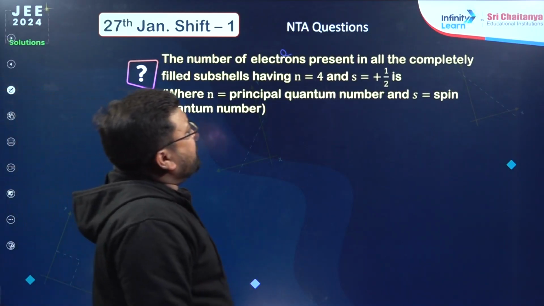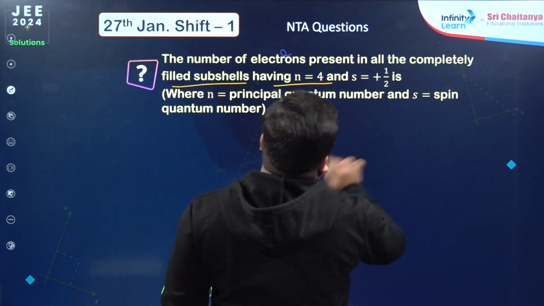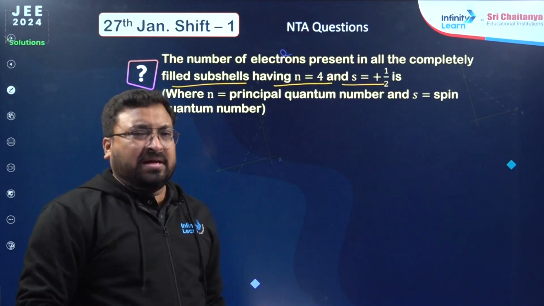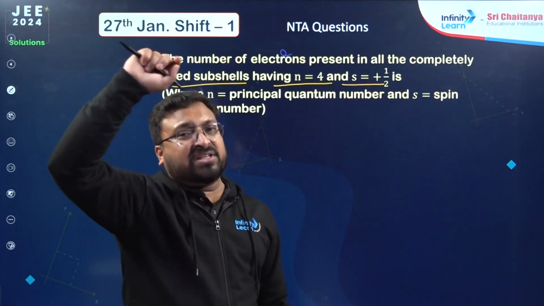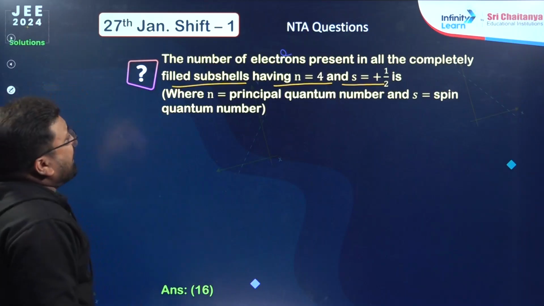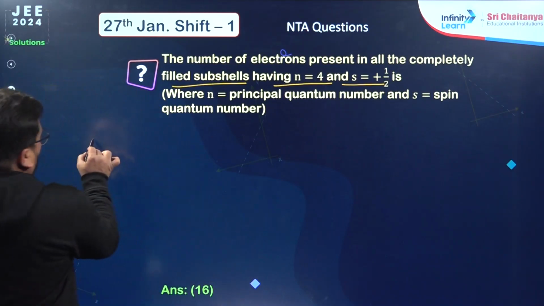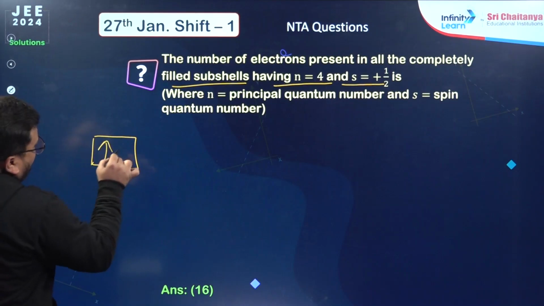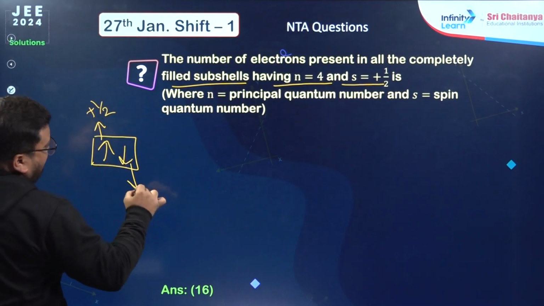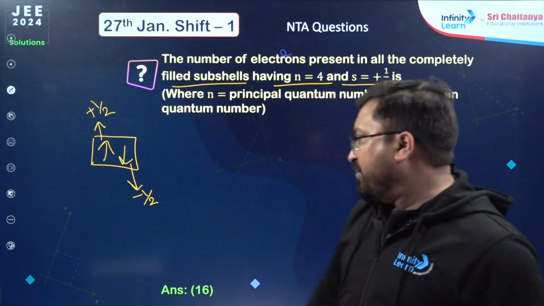Number of electrons present in all the completely filled subshells having n equal to 4 and s equal to this spin. I think this is a repeated question, already asked in a previous year, but with n equal to 5. Actually, this is very easy. You know only one thing: one orbital can contain a maximum of 2 electrons. If one has spin plus 1 by 2, the other will have spin minus 1 by 2.